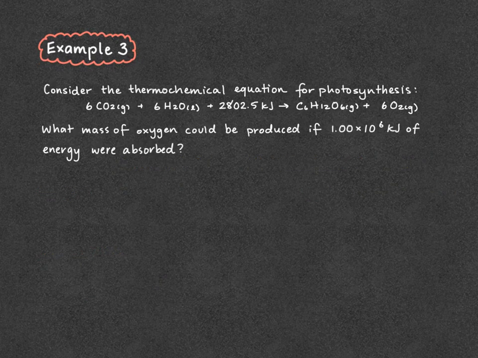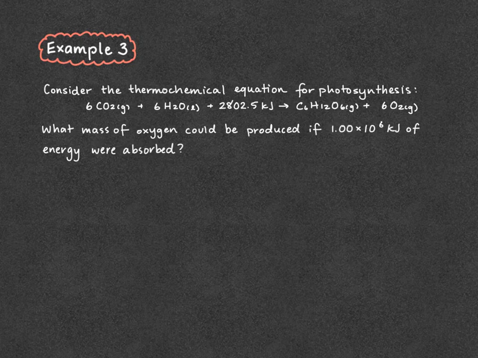Okay, we're going to look at our final example now. Consider the thermochemical equation for photosynthesis. We have 6 carbon dioxide molecules and 6 water molecules combining and absorbing 2,802.5 kilojoules of energy to produce 1 glucose molecule and 6 oxygen molecules. The question is, what mass of oxygen could be produced if 1.00 times 10 to the 6, so 1 million kilojoules of energy were absorbed? This is going to be a slightly different procedure than last time, but pretty similar.